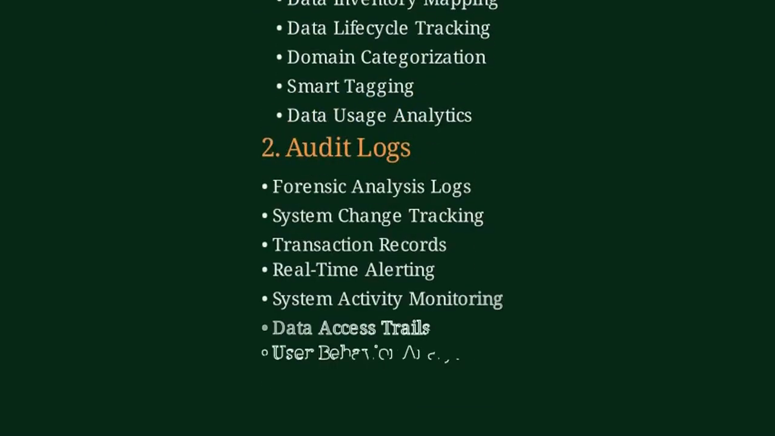Pillar 2 is Audit Logs. Think of this as the system diary. It records every action so we can investigate mistakes and prove what happened.